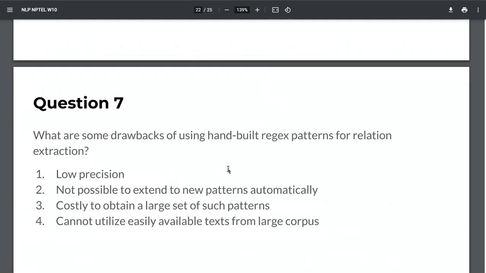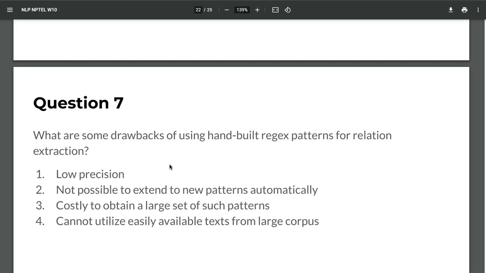But if you see in your question, what they are asking is, what are the drawbacks? So obviously, what is the drawback? Low precision. Obviously, this is a drawback, because you are just hand building this kind of regex pattern. But how do you do this? You are studying 100 examples and you are doing this kind of thing.